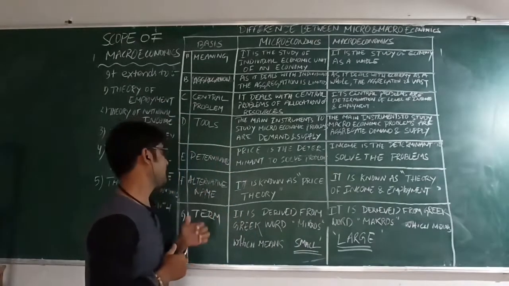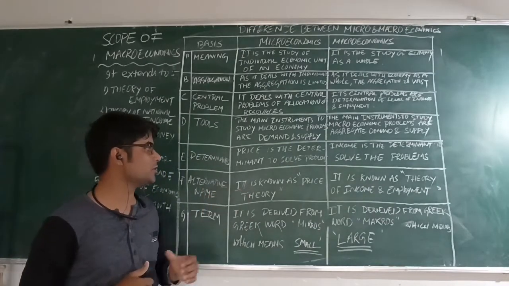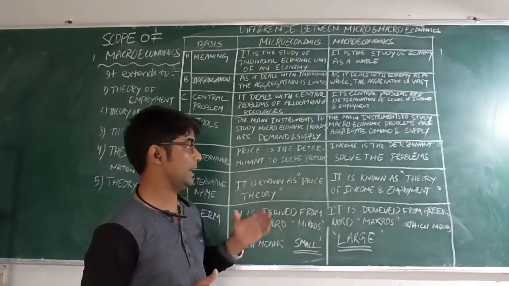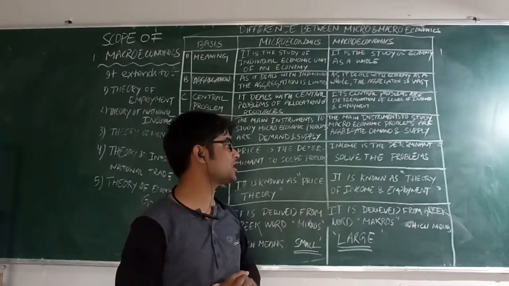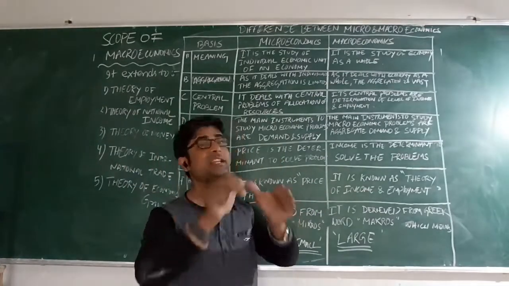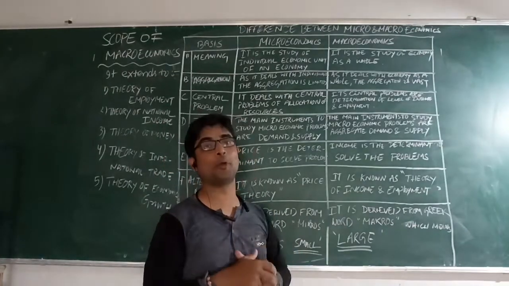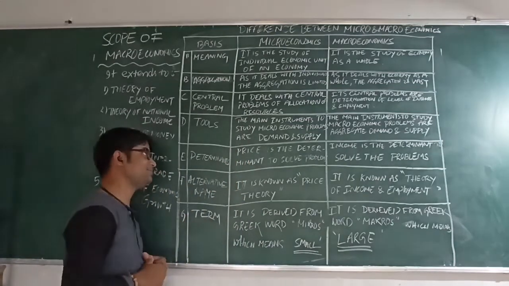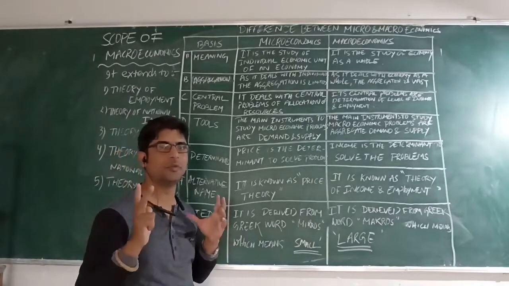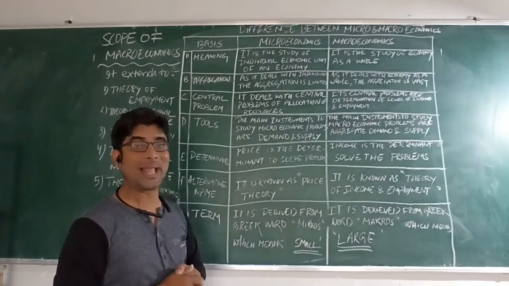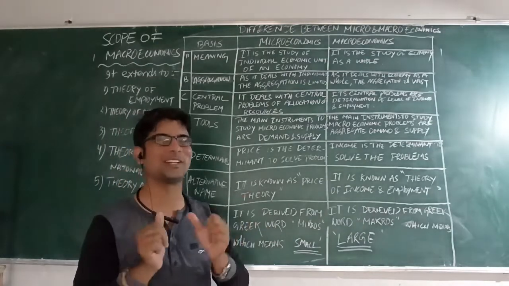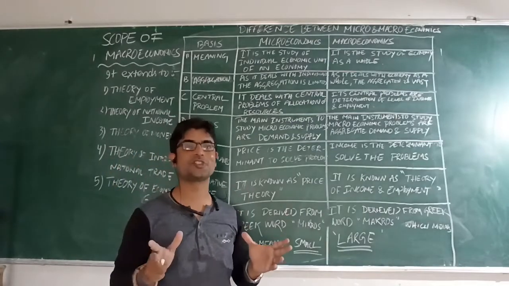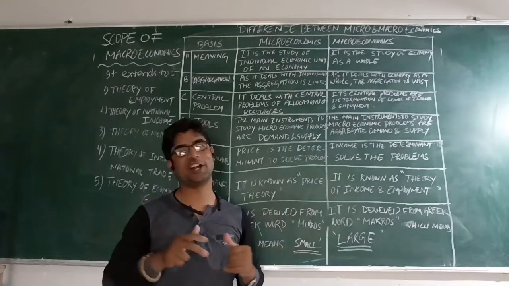Next, alternatively, microeconomics is also known as price theory because it is dealing with the price aspect, and macroeconomics is known as the theory of income and employment because it is mostly discussing the income and employment aspect in an economy. And last, the term microeconomics is derived from the Greek word micros, which means small, chota. And macroeconomics is derived from the Greek word macros, and its meaning is large.